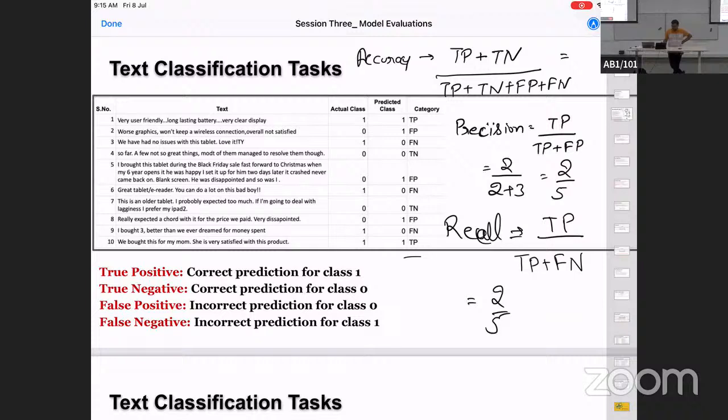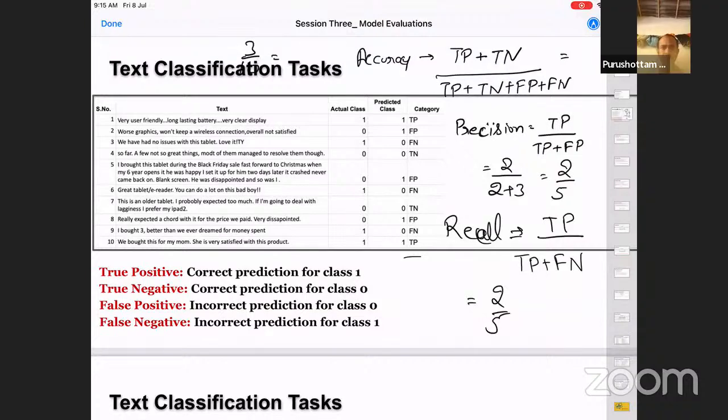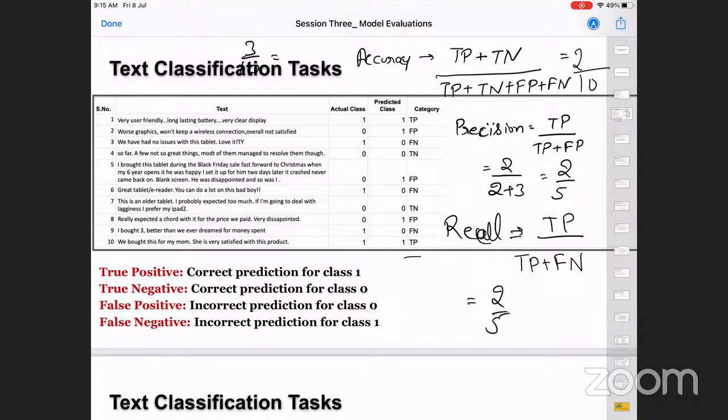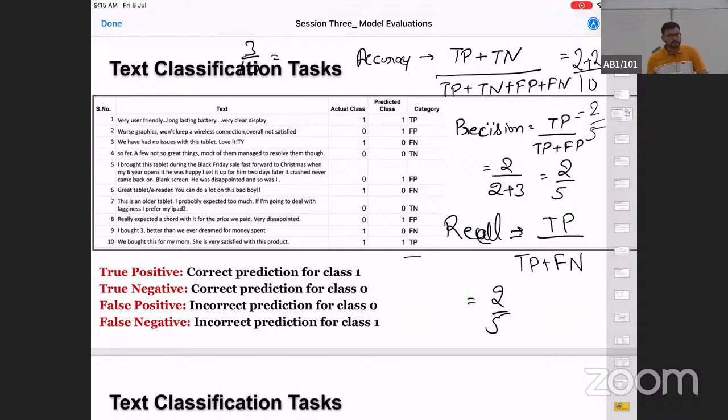Okay, so someone is saying 3 by 10. What do you think? Is it going to be 3 by 10 or something else? 5 by 10? At least the denominator, I'm clear, it is going to be 10, right? So what about the numerator? How many true positives are there? 2 by 10, sir. There are 2 true positives and 2 true negatives also, right? So it is again going to be 2 by 5, right?